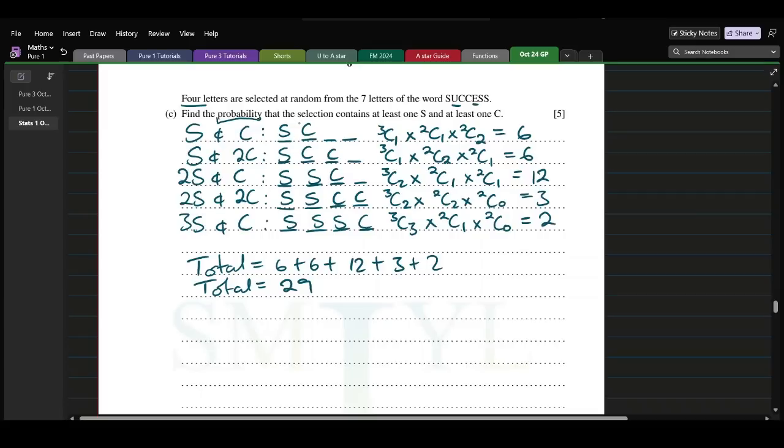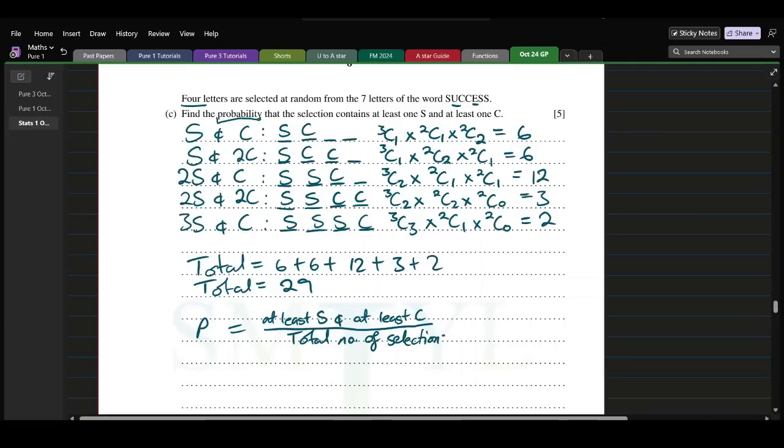We've just evaluated the number of different selections in which we've got at least one S and at least one C. So for us to find the probability, we can create an expression saying that this would be the number of selections in which we have at least one S and at least one C, right? And then this would be divided by the total number of selections with no restrictions. Total number of selections.